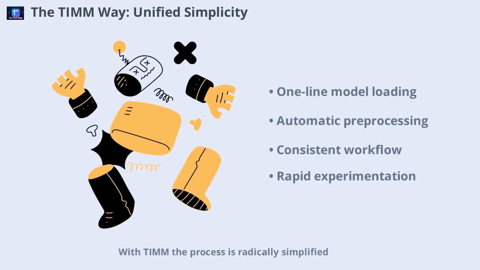With TIMM, the process is radically simplified. You can load any supported model with a single line of code, and the library automatically provides the correct pre-processing and normalization. Whether you're using ResNet, EfficientNet, or Vision Transformer, the workflow is identical. This consistency not only saves time, but also makes it easy to compare different architectures and focus on what matters, improving your results. TIMM's design philosophy is all about reducing friction and empowering rapid experimentation.